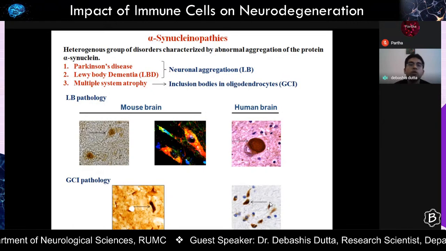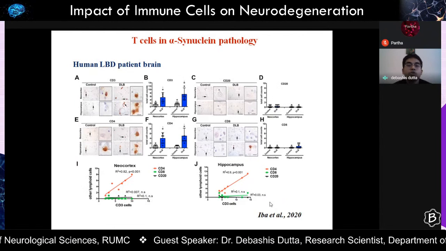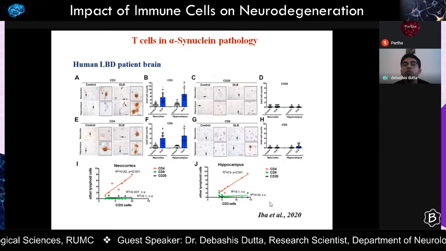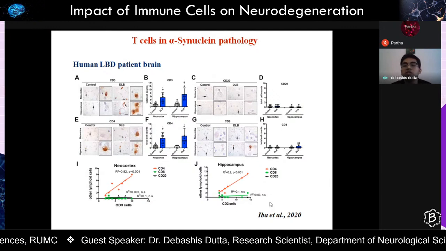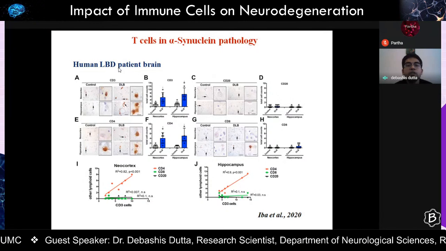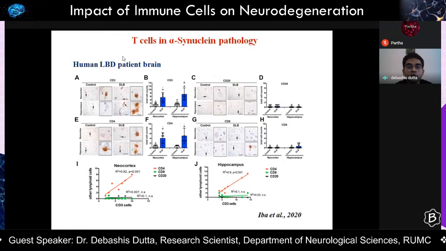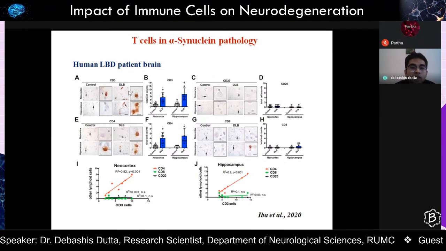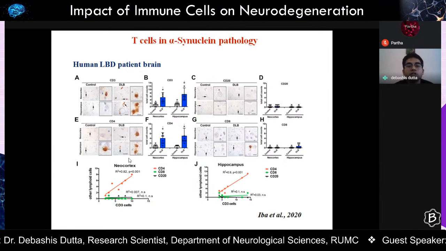But the most important thing is that in recent research, researchers are showing that in these diseases also, there is T cell involvement in progressing the disease pathology in the brain. This study first showed that in the Lewy body dementia patient brain, there is an existence of CD3+ as well as CD4+ T cells in the cortex region of the brain.